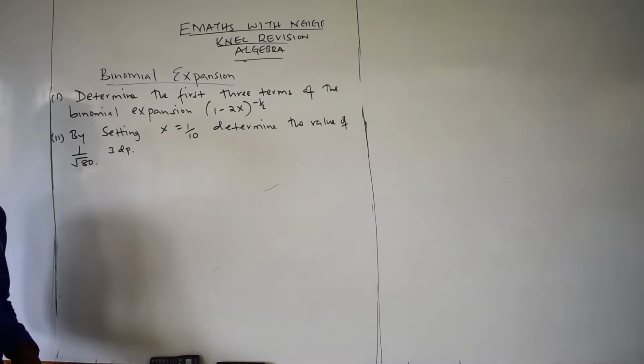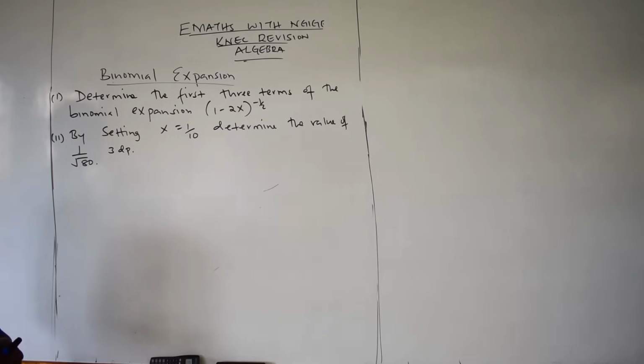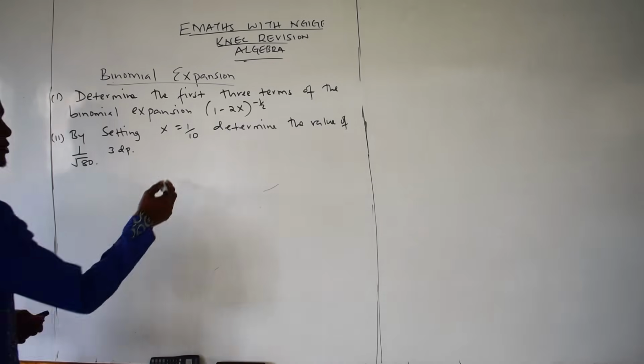So we have an example. Determine the first three terms of the binomial expansion (1 minus 2x) raised to power negative a half. Then the second part of it is by setting x equals 1 over 10. Determine the value of the root of 80 to 3 decimal places. So solution.